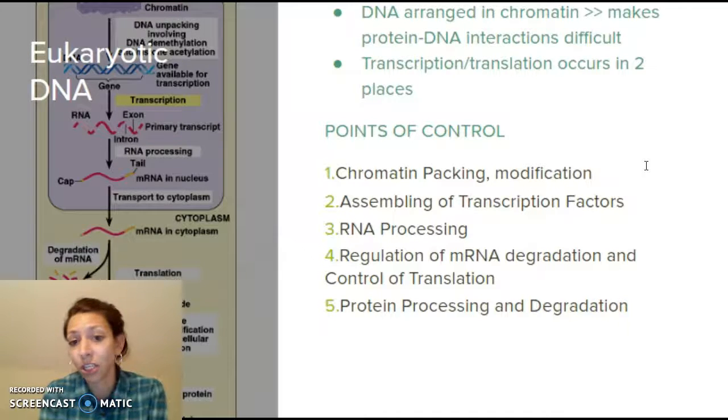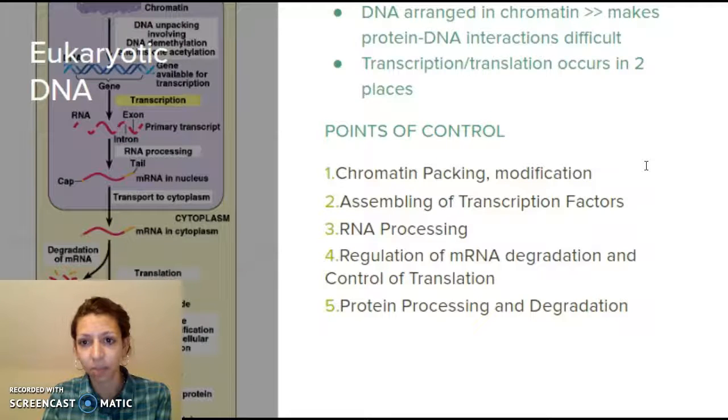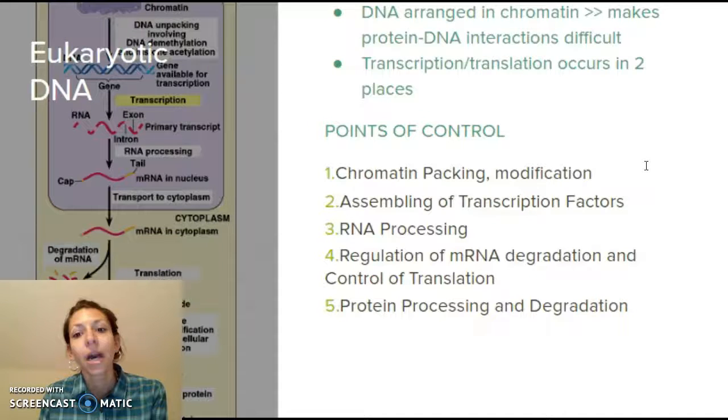And transcription and translation occur in two different places. So the DNA is always going to be in the nucleus. Prokaryotic cells don't have a nucleus, so they have more of a nucleoid where the genetic material condenses together sometimes, but they're not going to have a membrane-bound nucleus. So transcription takes place in the nucleus. Translation will take place outside of the nucleus where the ribosomes are.